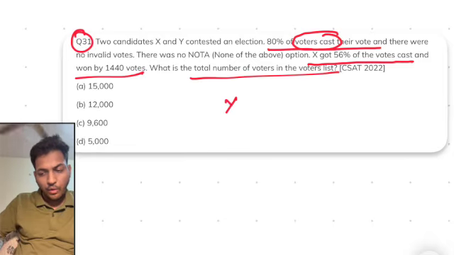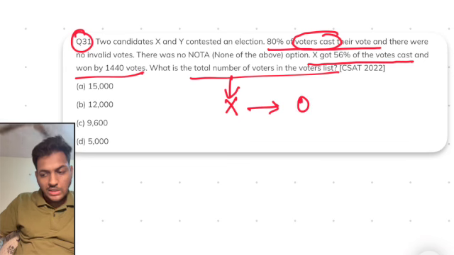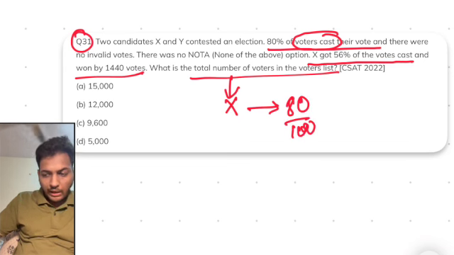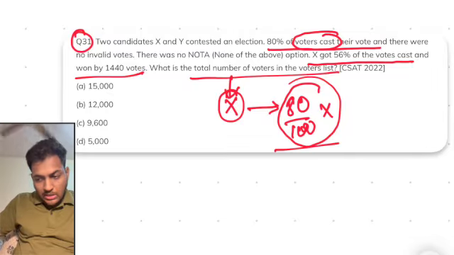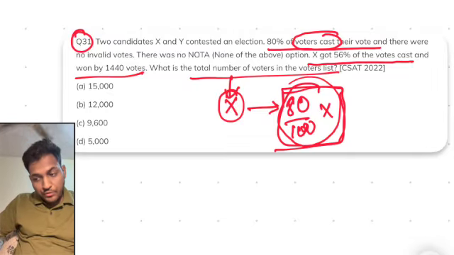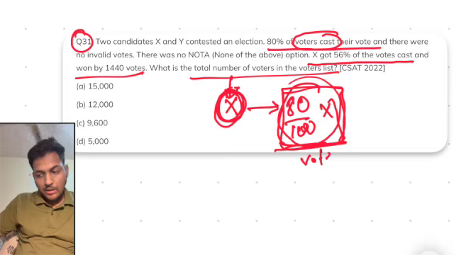Suppose the total number of voters is X, but all have not voted. That means 80% of the voters have only voted. That means the vote cast is equal to 80 by 100 of X. Total voters is X, vote cast is this one. Now this is the total vote cast. And of this, see how the reference changes. Earlier the reference was total voters, so 80% is vote cast. Now this is vote cast. Kindly see, this is vote cast.